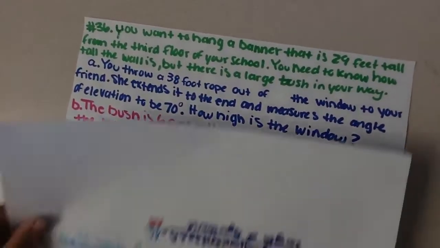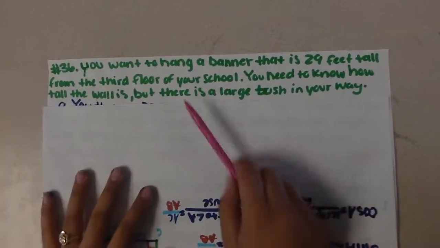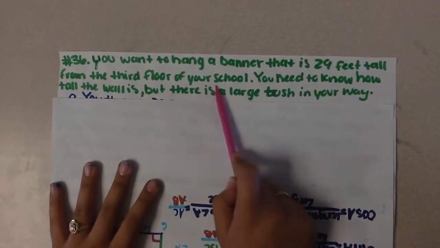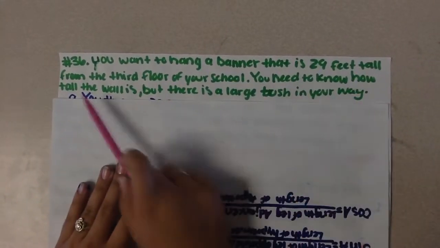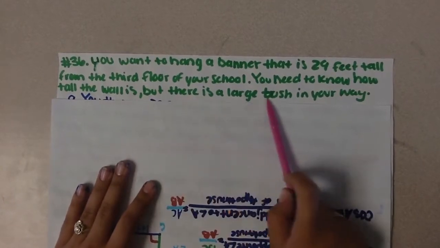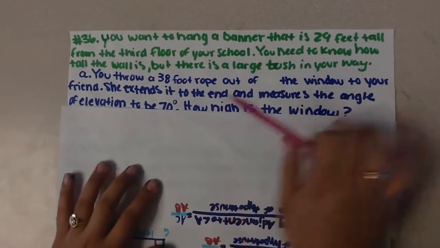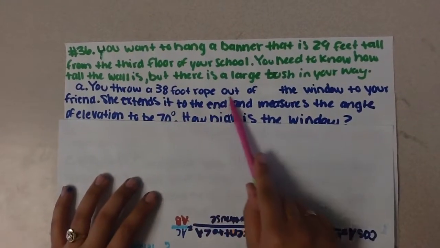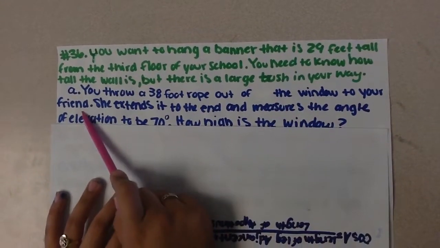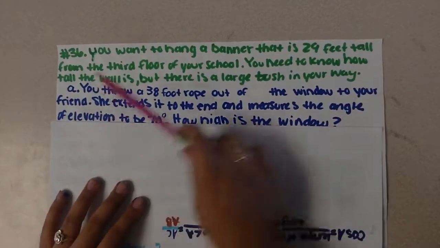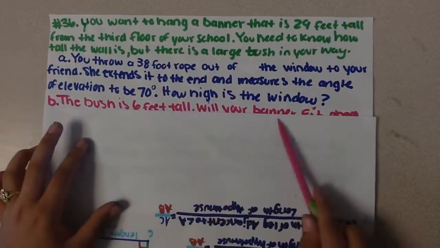So my question was number 36. You want to hang a banner that is 29 feet tall from the third floor of your school. You need to know how tall the wall is, but there is a large bush in your way. Part A: you throw a 38-foot rope out of the window to your friend. She extends it to the end and measures the angle of elevation to be 70 degrees. How high is the window?